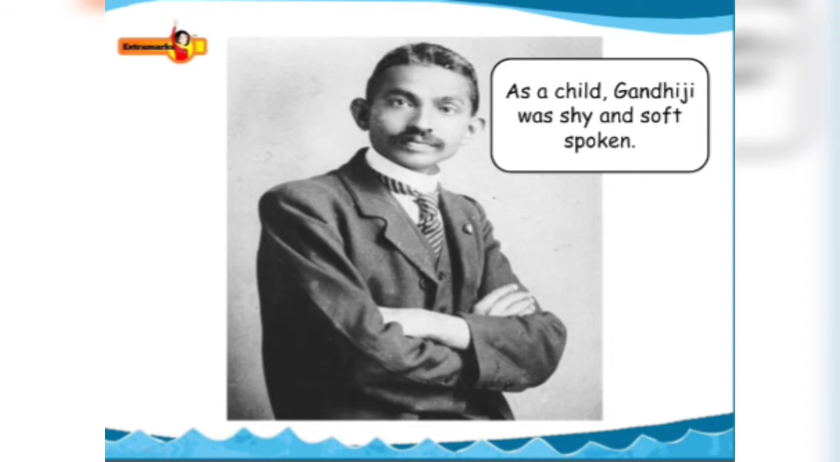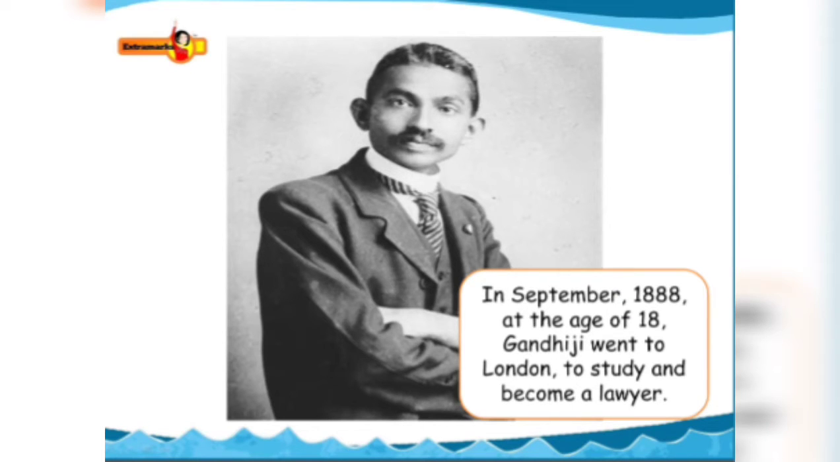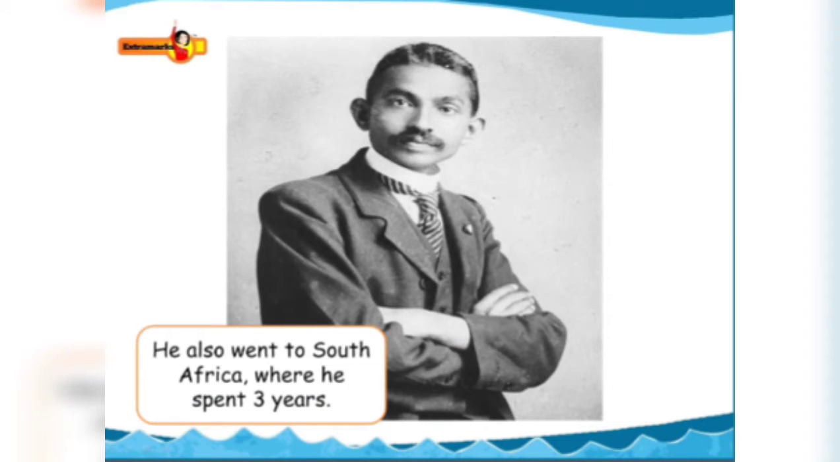As a child, Gandhiji was shy and soft-spoken. In September 1888, at the age of 18, Gandhiji went to London to study and become a lawyer. He also went to South Africa, where he spent 3 years.